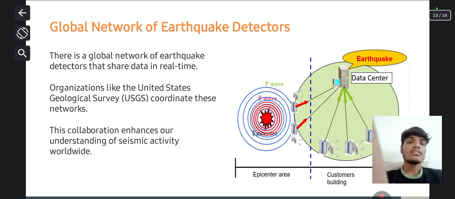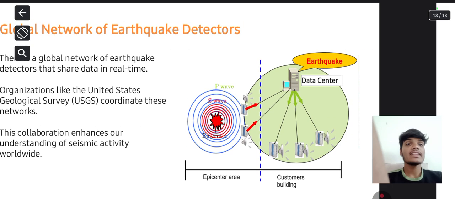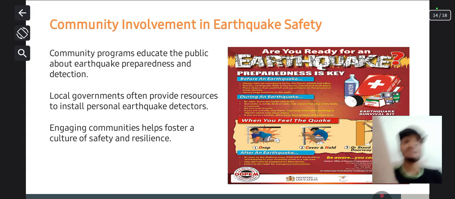For earthquake detectors, there is a global network which is used to share data in real time. Organizations like USGS coordinate this network. This collaboration enhances understanding of seismic activity worldwide.